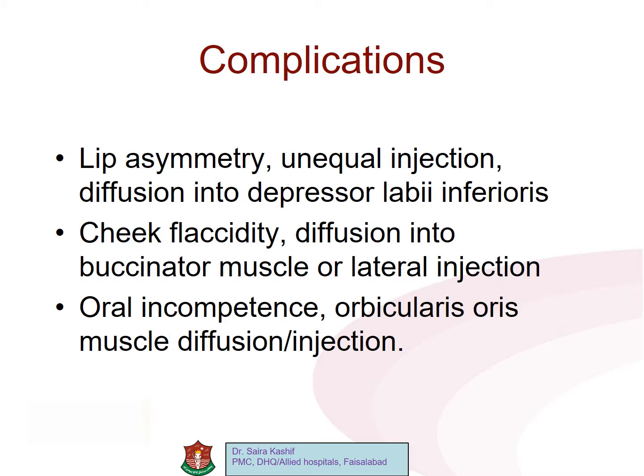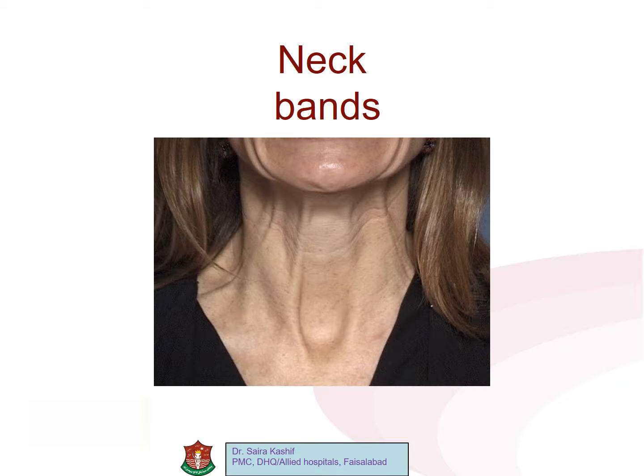But then the possible complication here is lip asymmetry, if you make an unequal amount of injection at the two sides, or the toxin diffuses into depressor labii inferioris. There may be cheek flaccidity if the toxin diffuses into the buccinator muscle or lateral injection, or there may be oral incontinence.